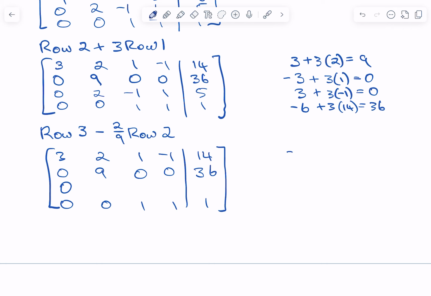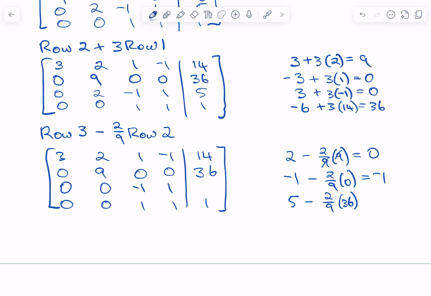Moving along though, 2 take away 2/9 of 9 will be equal to 2 minus 2, or 0, which is great because that's exactly what we want, but it is good to check it. Moving along, minus 1 take away 2/9 of 0 is not going to change. That's going to be minus 1. The same will happen for the next element. 1 take away 2/9 of 0 is still 1. And finally, 5 take away 2/9 of 36 will be 5 minus 8, or minus 3.